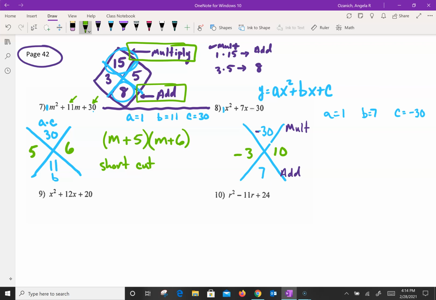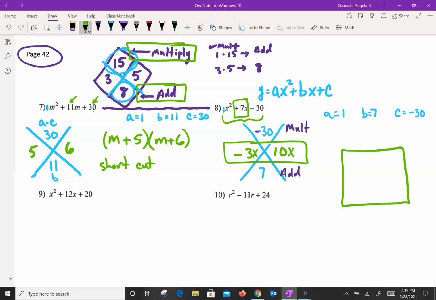So I want to show you how you can continue to use a negative 3x and a 10x as a replacement for a positive 7x as we build our factoring box right here. This strategy is going to help a lot when a is not equal to 1, but I want to show it to you here and now first.